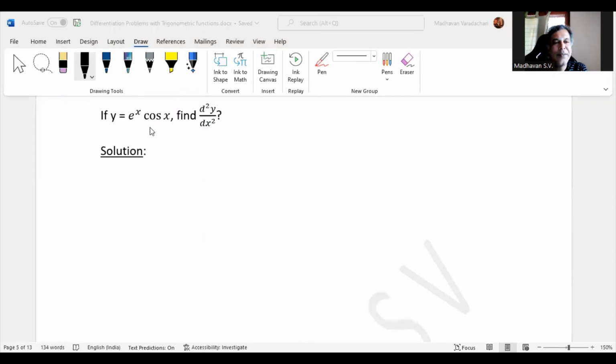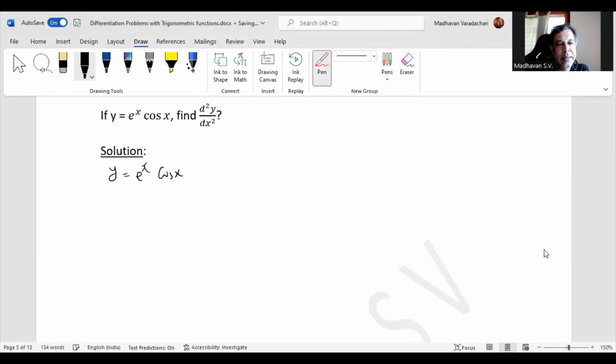In this, it is given y is equal to e power x cos x. Find d2y by dx square, meaning the second derivative we have to find. So given y is equal to e power x cos x, dy by dx will be, we will be applying the product rule: e power x times the derivative of cos x, which is minus sin x, plus cos x times the derivative of e power x, which is e power x.